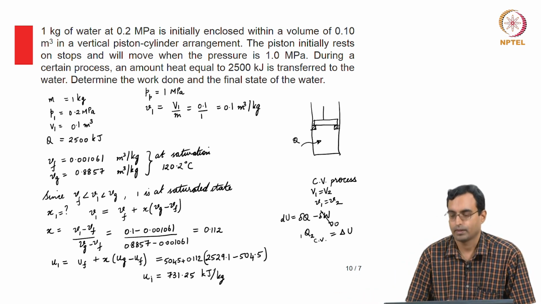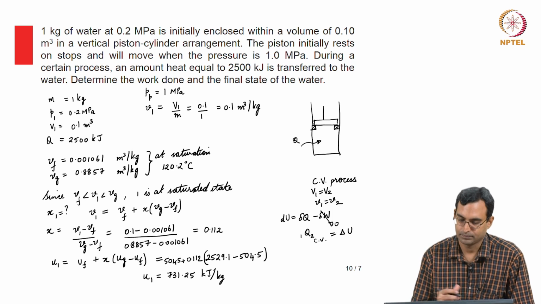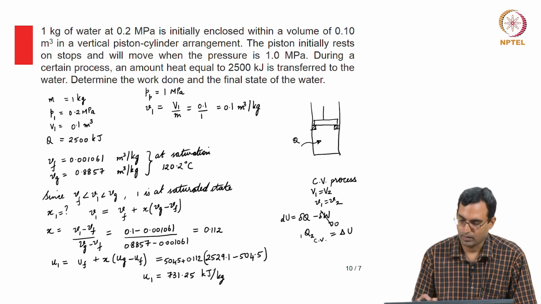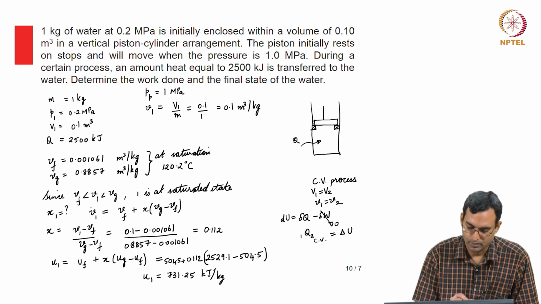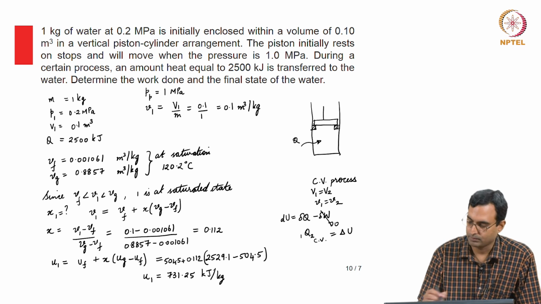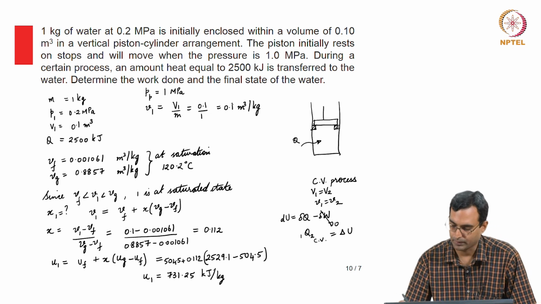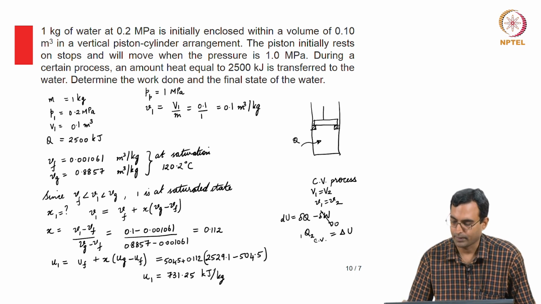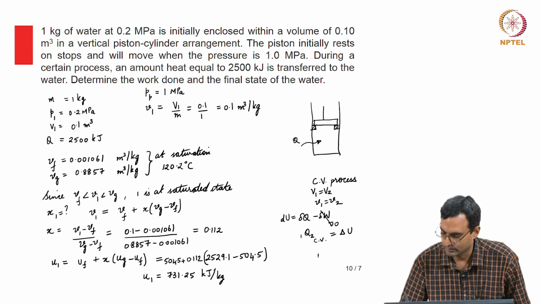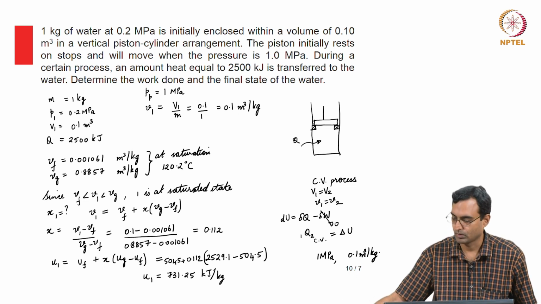So, my u2 over here is the point where the pressure is 1 megapascal, and the volume is still the same. So, the final volume is 0.2 meter cube, and at v2, specific volume is 0.1 meter cube per kg. So, let me see what would be that state. So, I am going to look at 1 megapascal with a specific volume of 0.1 meter cube per kg and find out what phase that is.